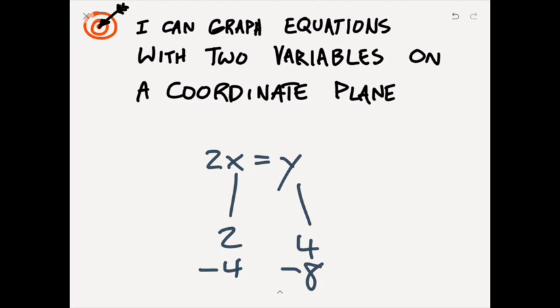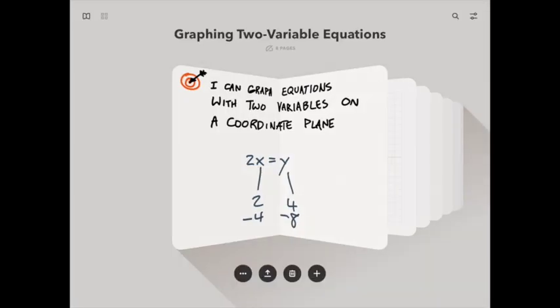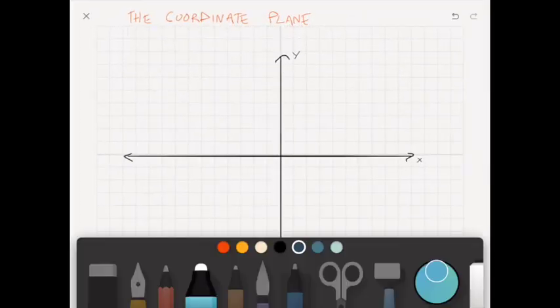And so what we're going to be looking at here today is how we actually graph all those solutions, which is actually a good way to represent all the possible solutions for a two-variable equation. So let's get started. So we'll be graphing on a coordinate plane.